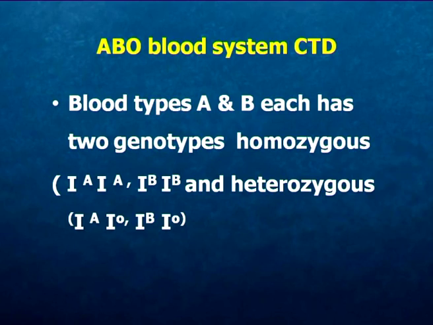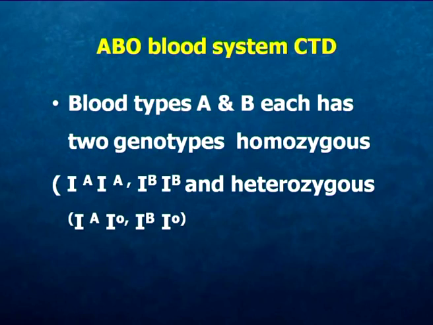Now, here you have the blood types A and B. Each has 2 genotypes, homozygous, IAIA and IBIB. And heterozygotes are also there, because A and B are dominant over O: IAIO and IBIO.